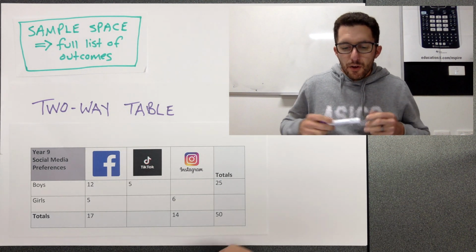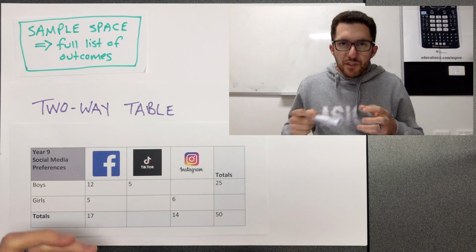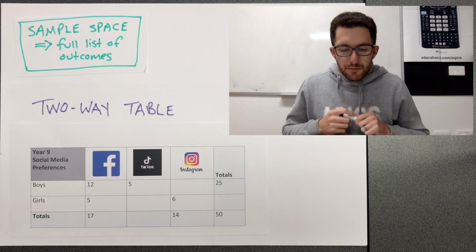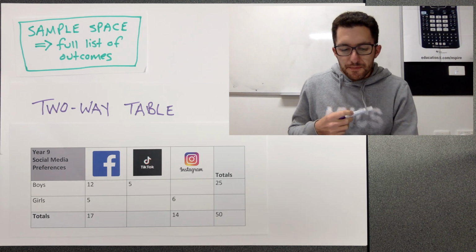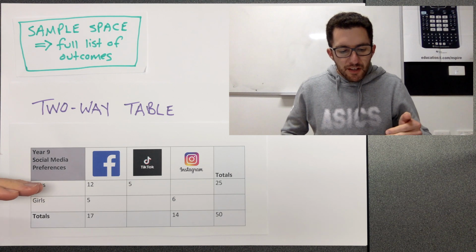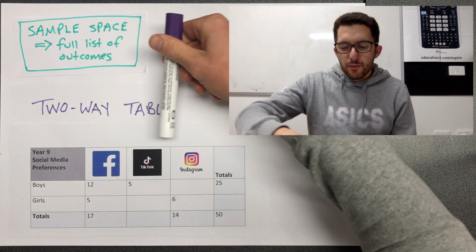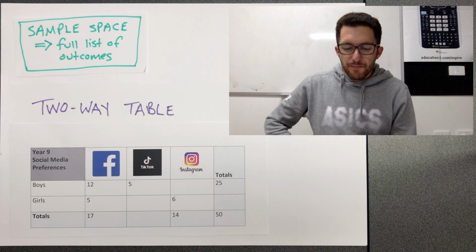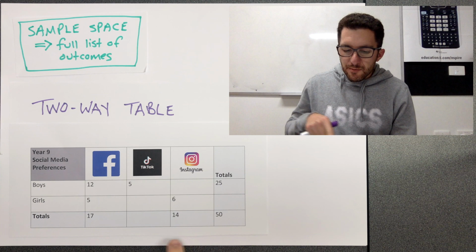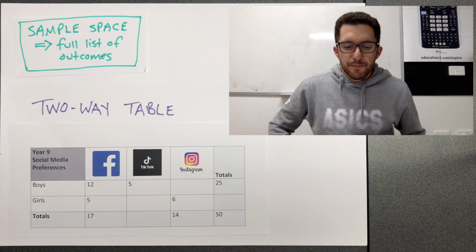What we're seeing in this table here are all the preferences from Year 9 students about the type of social media they like to use. Down this column, we're comparing boys and girls, and across the top, we're comparing the different types of social media that they like to use. You can see some of the data has been filled in for us, some of it is blank, we need to work that out.